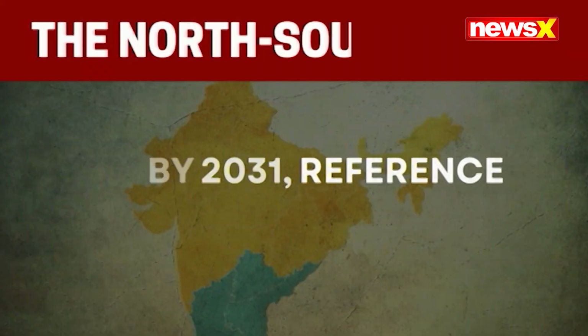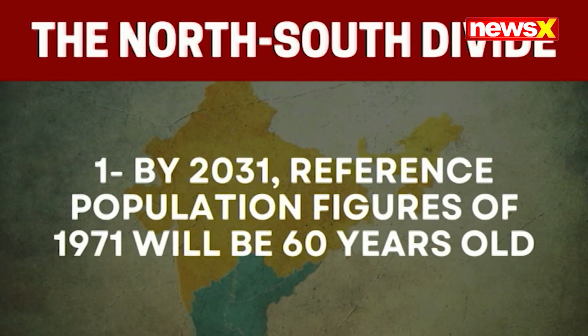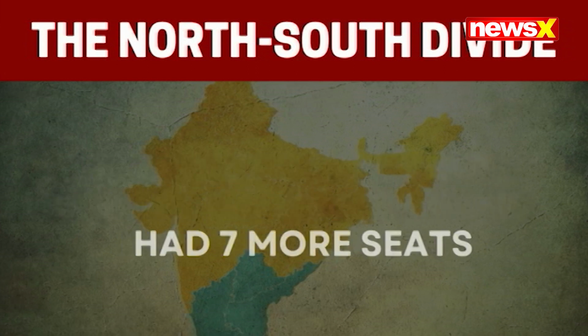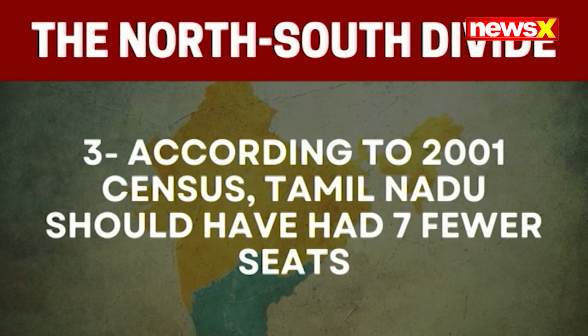Now, what is the problem here? By 2031, remember, the reference population figures of 1971, which we discussed, will be almost 60 years old. According to the 2001 census, UP should have 7 more seats because the population there is growing. According to the 2001 census, Tamil Nadu should have 7 fewer seats. So, there is a lack of parity because of these reversed sort of trends in population in the northern states vis-a-vis the southern states.